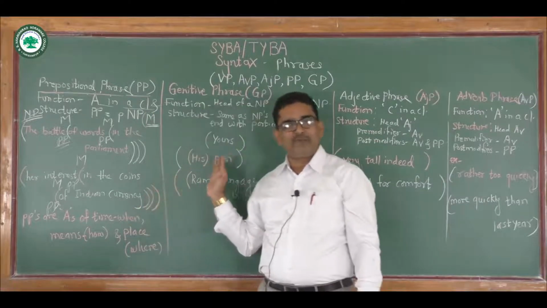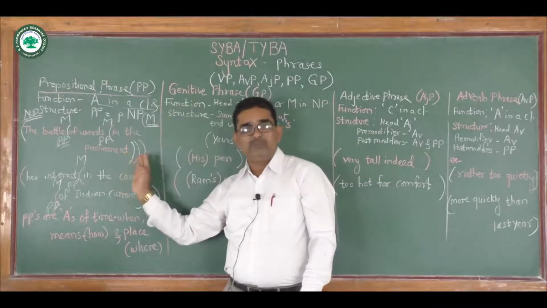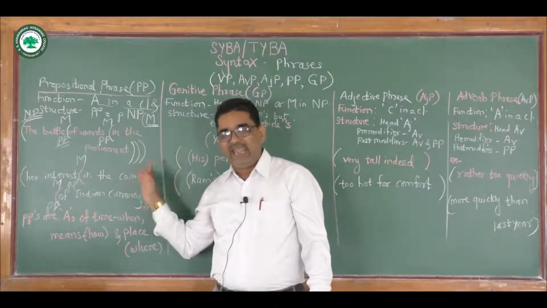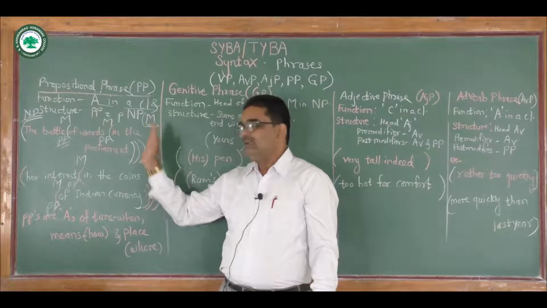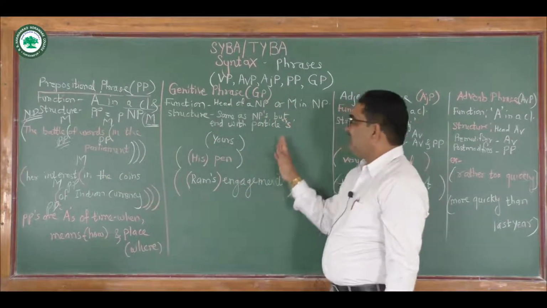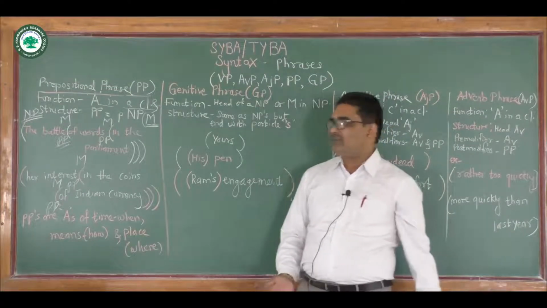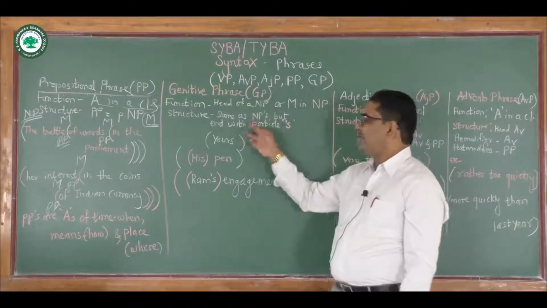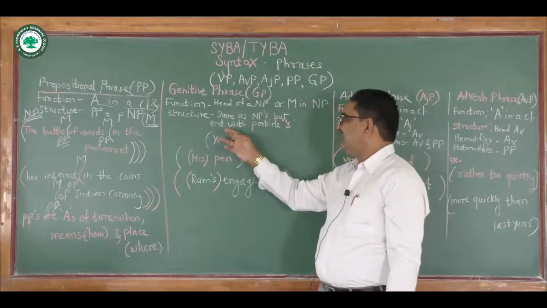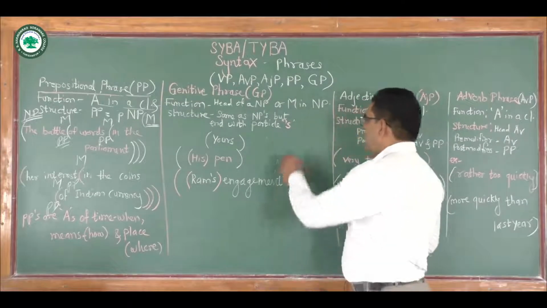We have already gone through the noun phrase, so I will not repeat all those things again here. PP is equal to P NP. So that's about the prepositional phrase. Now I will turn to the genitive phrases. Genitive phrases have the same structure. It is of noun phrases, but they end with the particle 's, apostrophe s.